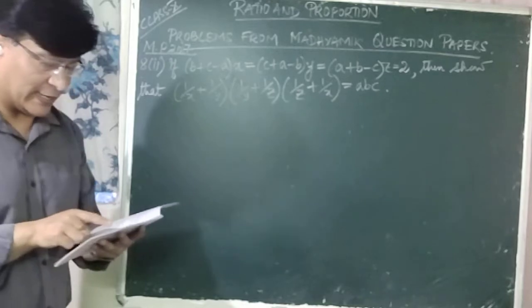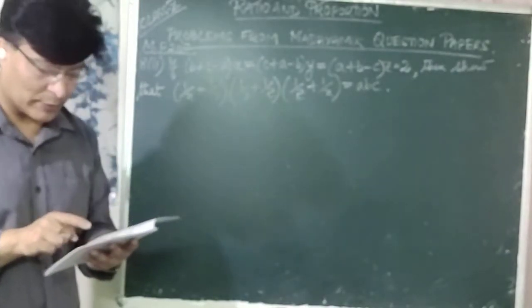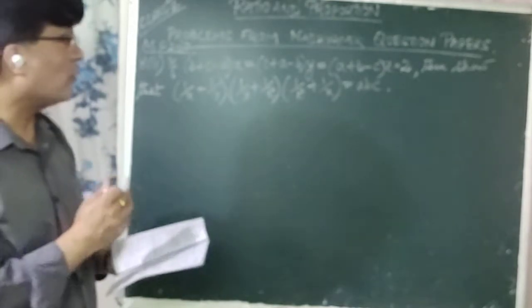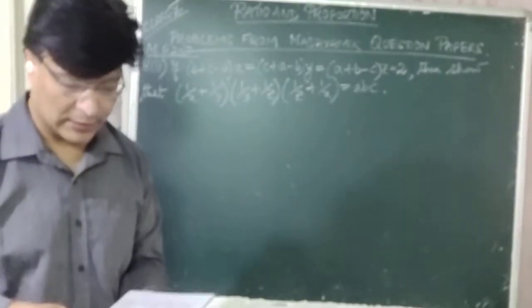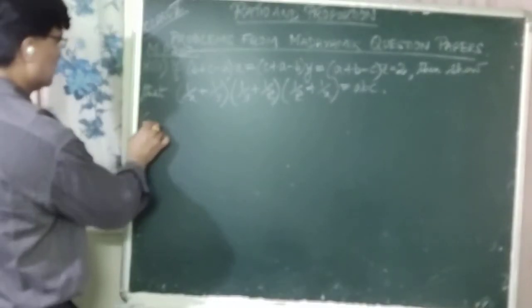Then you have to prove that 1 upon x plus 1 upon y into 1 upon y plus 1 upon z into 1 upon z plus 1 upon x is equal to abc, right? So we will prove this result, okay? So now what is given here? Let us write down the given part here.